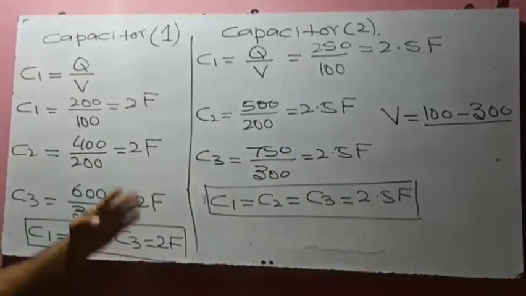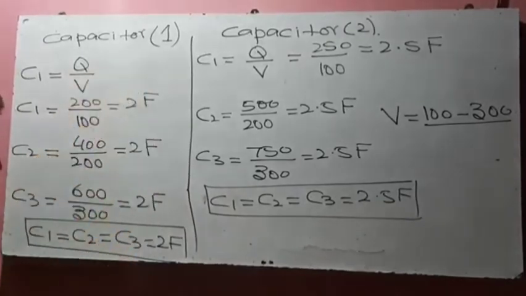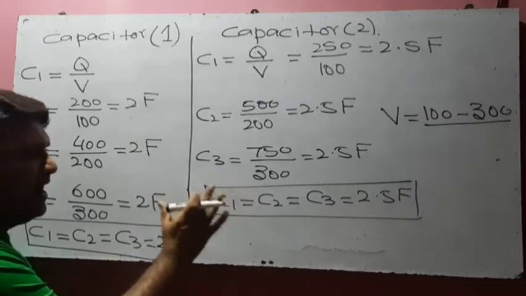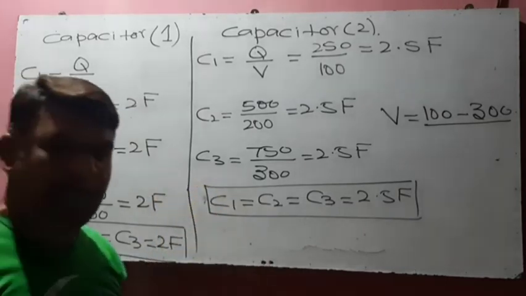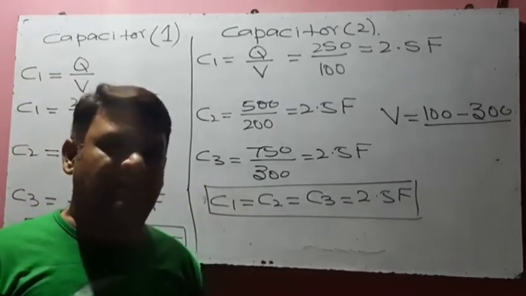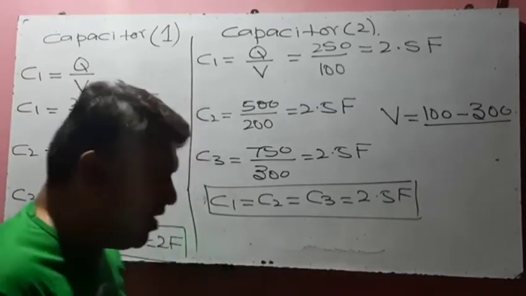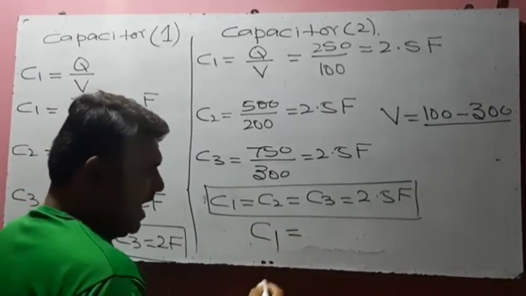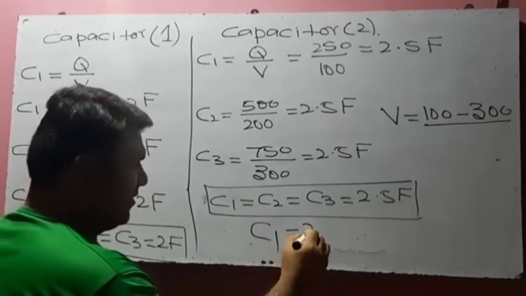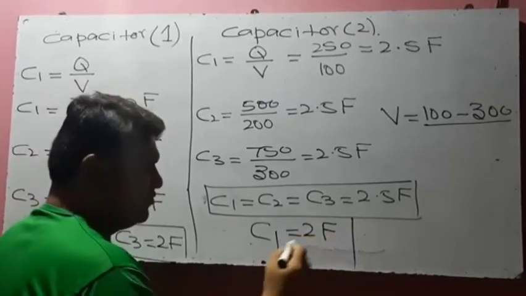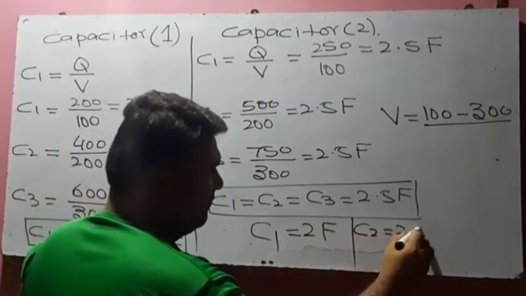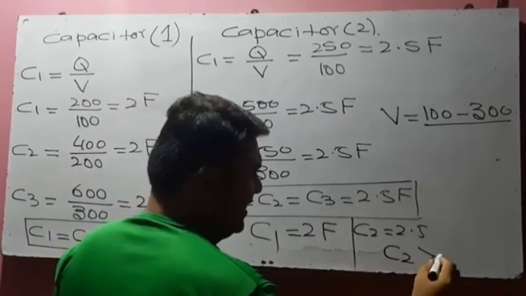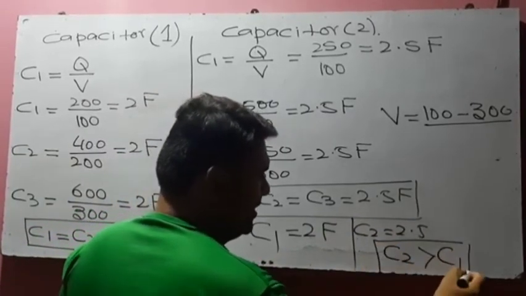The capacitance of capacitor number 1 is constant, 2 farad. These two capacitors are working at the same voltage, but their ability to store charge is different. Capacitor number 1 has the ability to store charge of 2 farad, and capacitor number 2's ability is 2.5. So from these results we can say C2 is greater than C1.